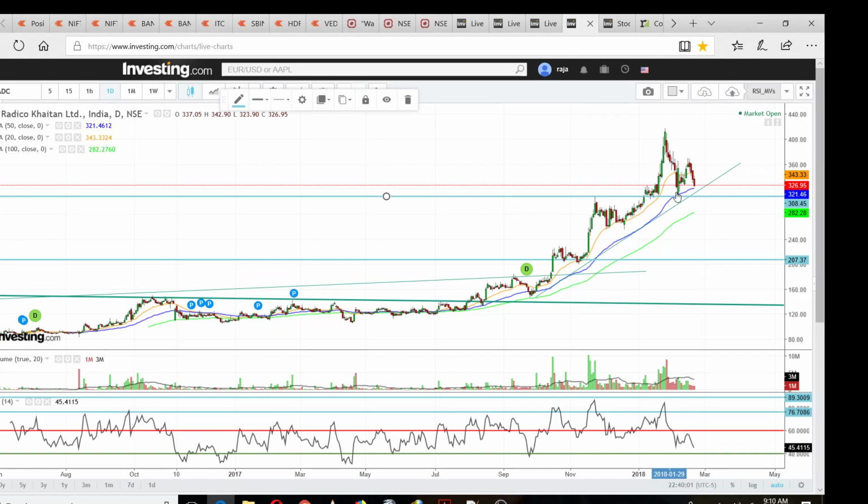Just wait for some time in Radico Khaitan. Keep watching it, and if you add this into your watchlist, and after a few days it has come to this level, then we can analyze it again later. If you remind me, then I will reanalyze it. But at this juncture, I see that for a portfolio this remains a very good pick.